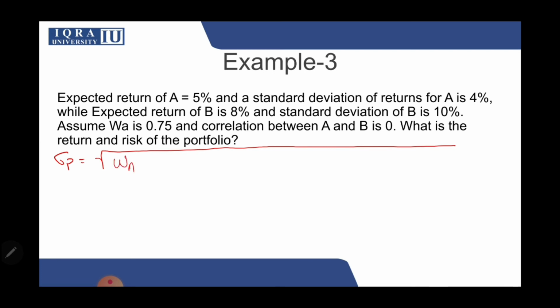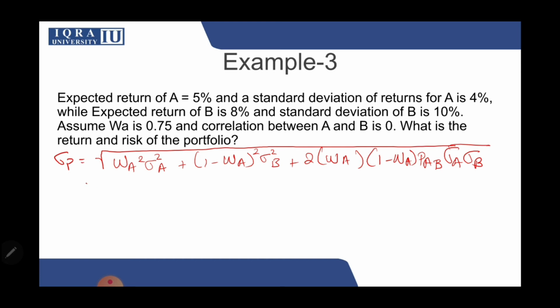So the formula is WA squared times the variance of A, plus (1 minus WA, which means this is WB) squared times the variance of B, plus 2 times WA times (1 minus WA) times the correlation AB, then the standard deviation of A and the standard deviation of B. So this is our formula.